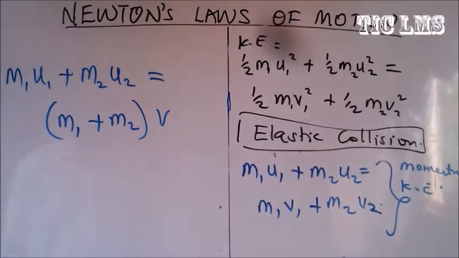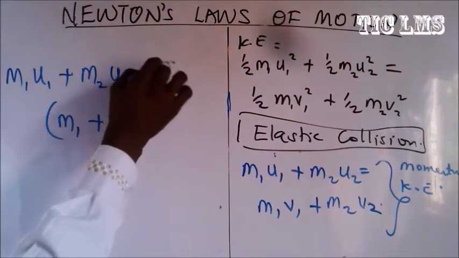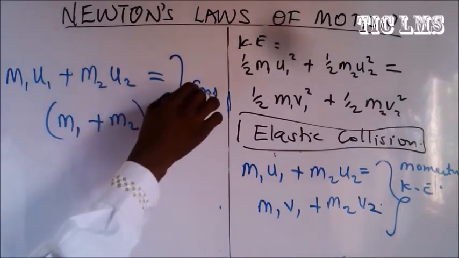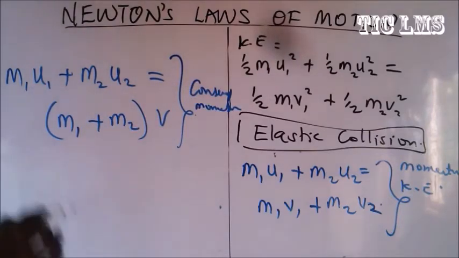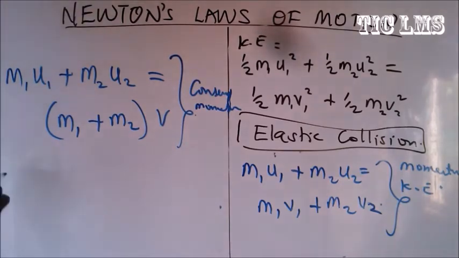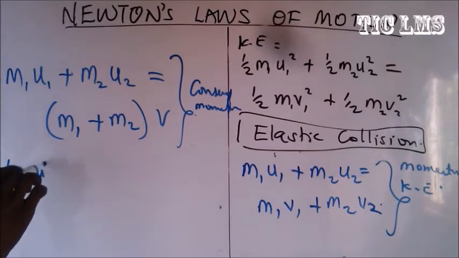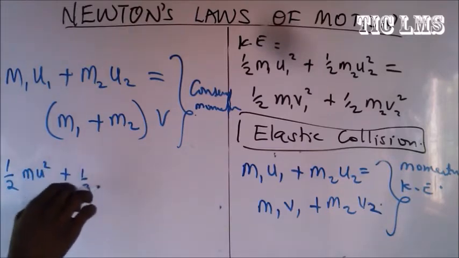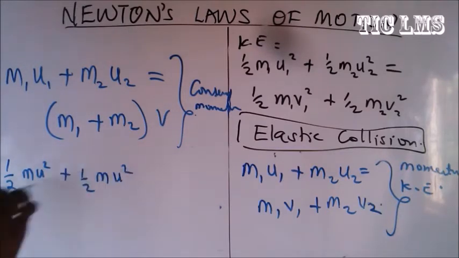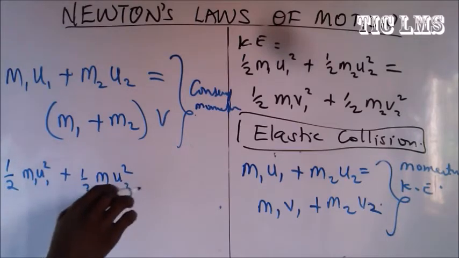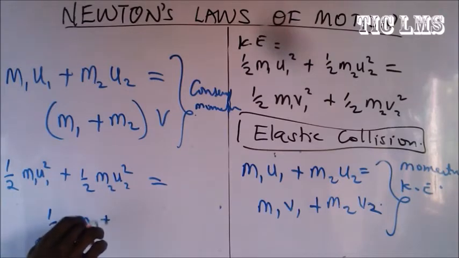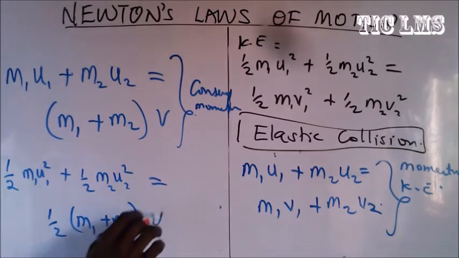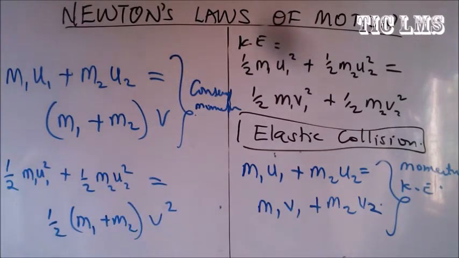But in an inelastic collision, the momentum is conserved. So here it is conserved, but the kinetic energy is not conserved, and we have it as 1/2 mu squared plus 1/2 mu squared. That is the first body, second body, which is equal to 1/2 (m1 + m2) v squared.